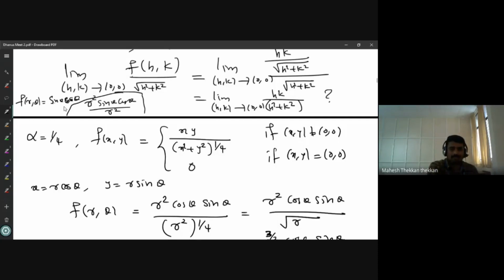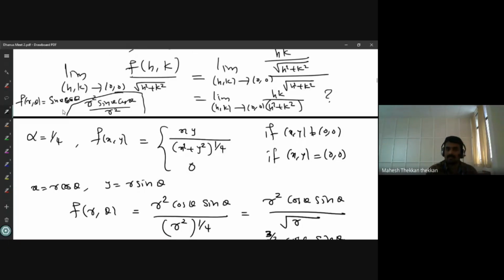For this example, I got f of r theta as sine theta cos theta. Now I have to say this limit depends upon theta. If you vary theta, you will get a different value. That cannot be. For all theta it has to be equal; only then can you say the limit exists at 0, 0. Do you understand that? For different theta you will get different values, because the function depends upon theta: f of r theta is sine theta cos theta.